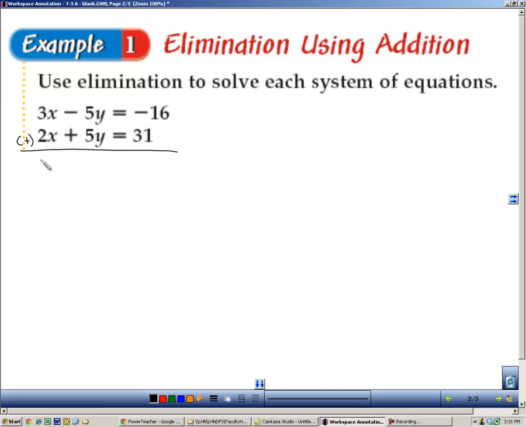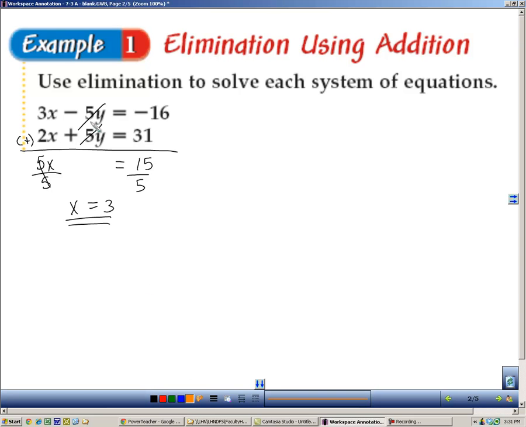Well, 3x plus 2x is 5x. -5y plus 5y. Well, what's -5 plus 5? The answer is 0. So we cross those off. And the -16 plus 31 is +15. And look what happens. The y's are now eliminated. Now I can solve this easily. Divide by 5. And so x equals 3. Ta-da! Next thing I have to do, though, is figure out what the y is.